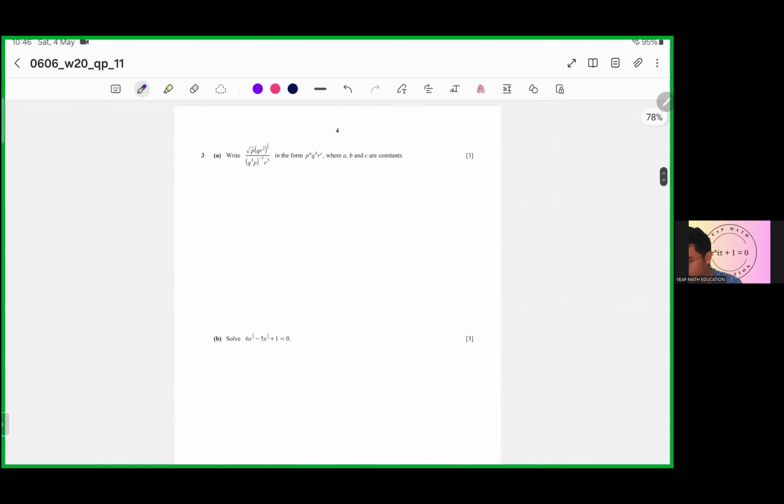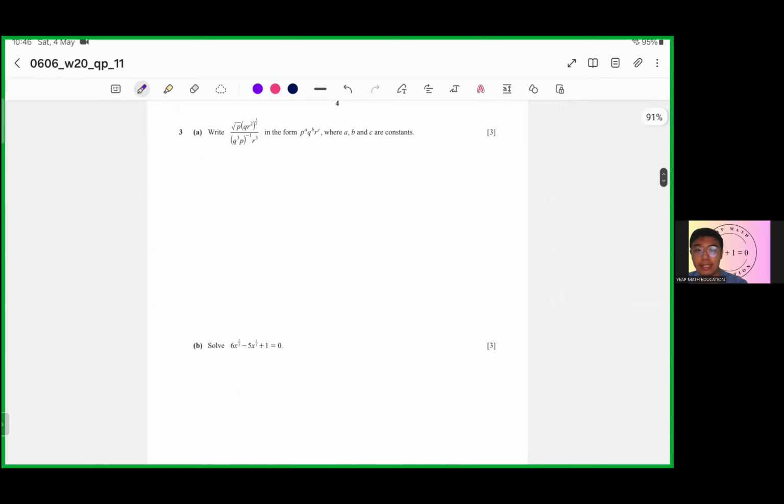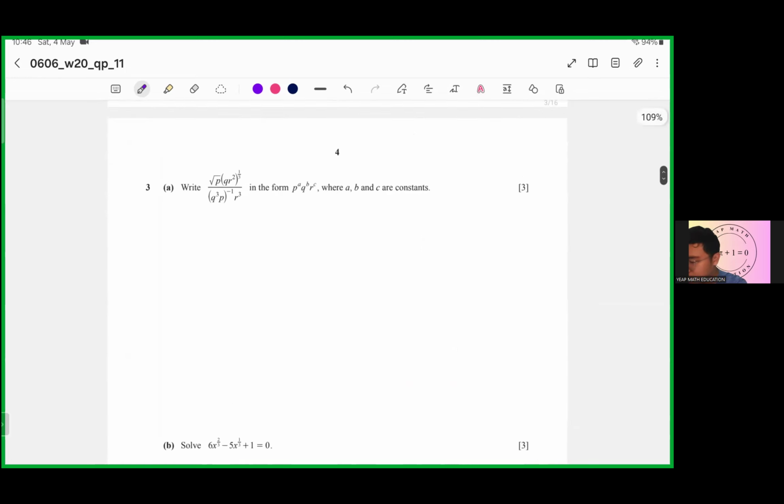Now we look at question 3. Question 3 is about indices, so you need to make sure how to do it. This is a square root. Q squared to the power 1 over 3 over the bracket Q to the power 3, P to the power negative 1, R cubed. So P to the power 1 over 2, then Q to the power 1 over 3, R to the power 2 over 3, over Q to the power negative 3, P to the power negative 1, R to the power 3.